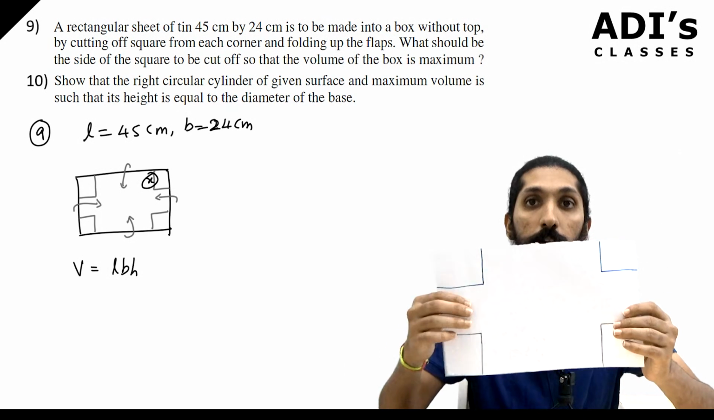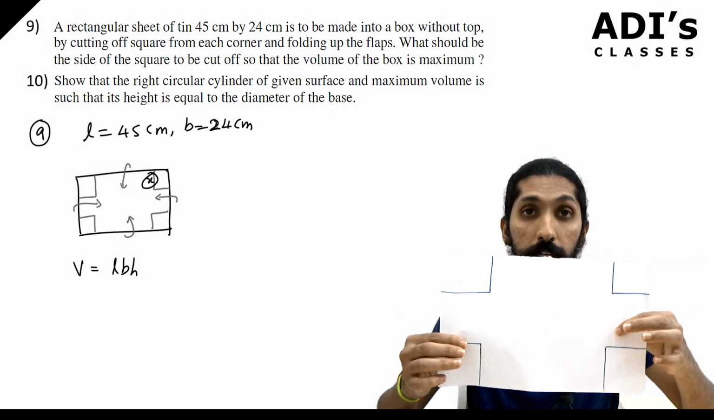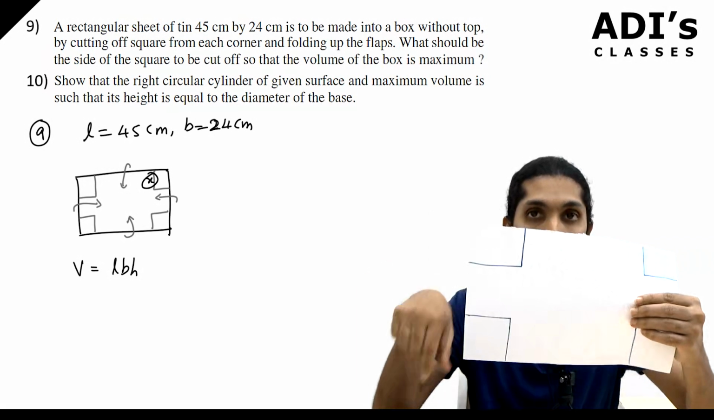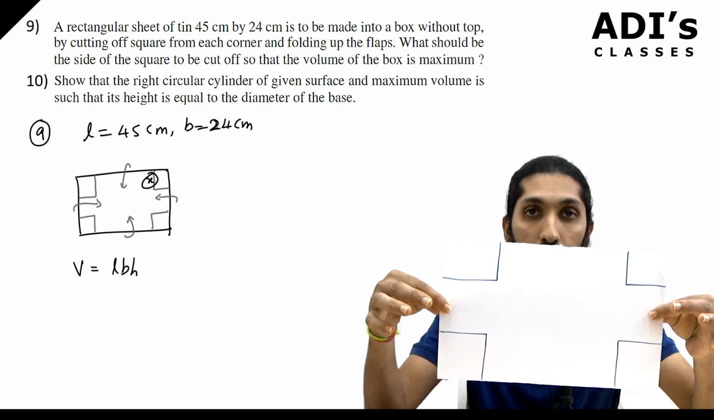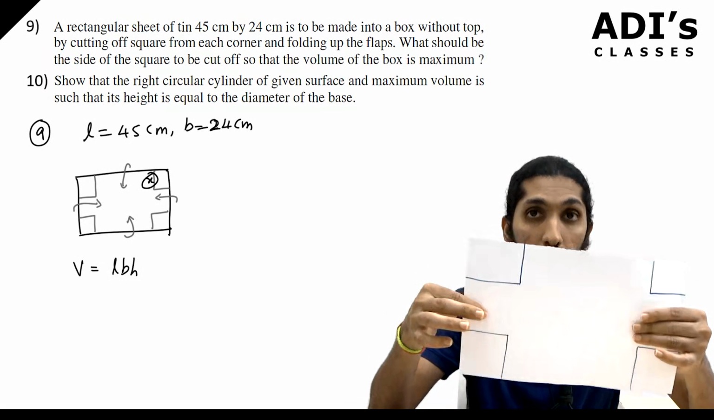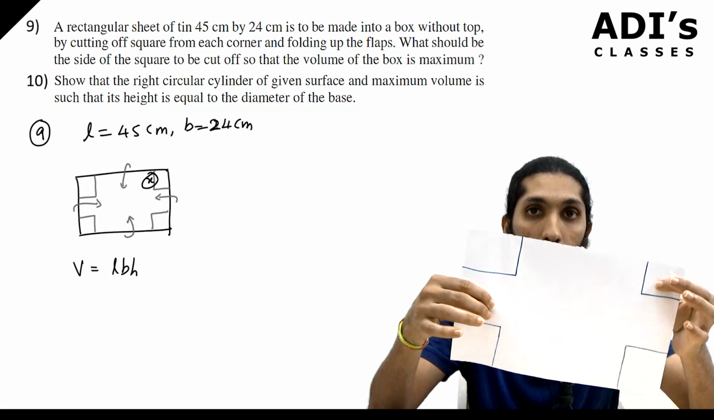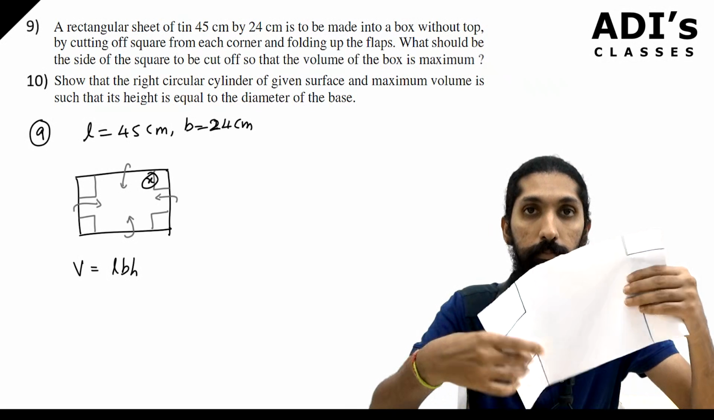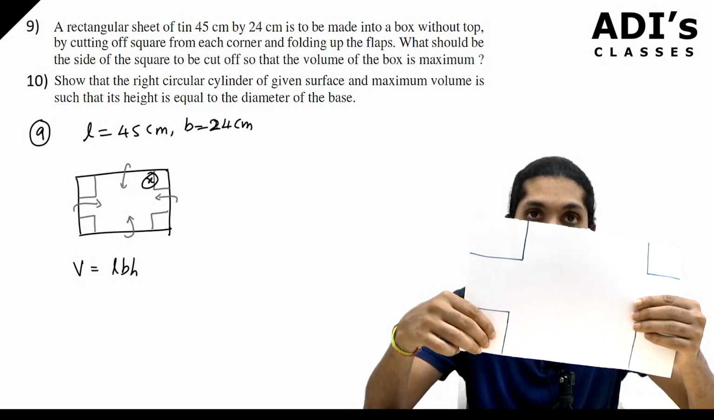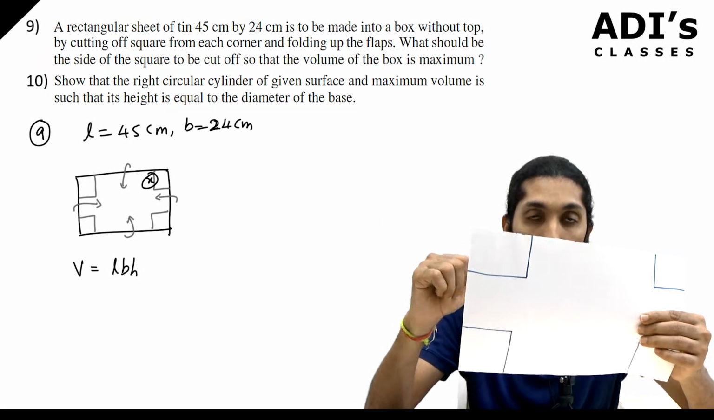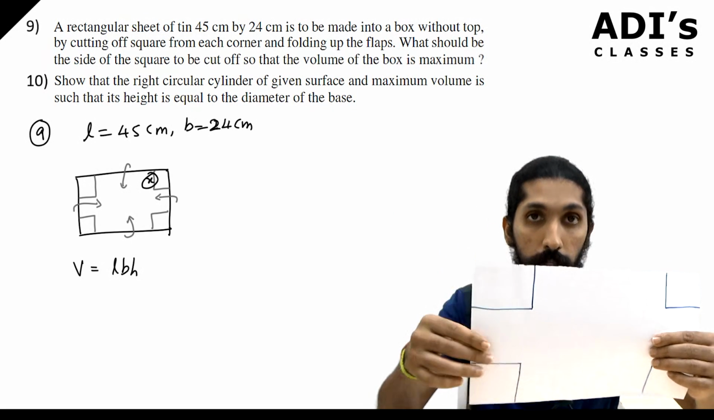Okay, now guys, look at this. So we have a tin sheet exactly like this one, 45 centimeter by 24 centimeter. And you have 4 of these things, correct? Now what they're telling you is, we are going to cut this one, cut this one, cut this one and cut this one. Alright, so we are going to cut all 4 corners and fold it to make a box.